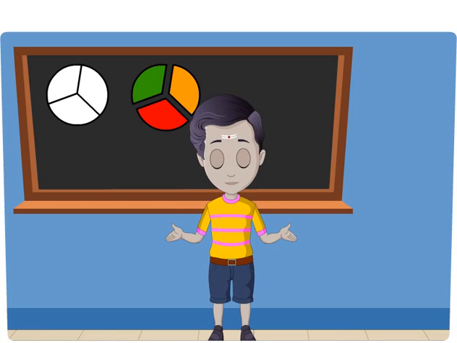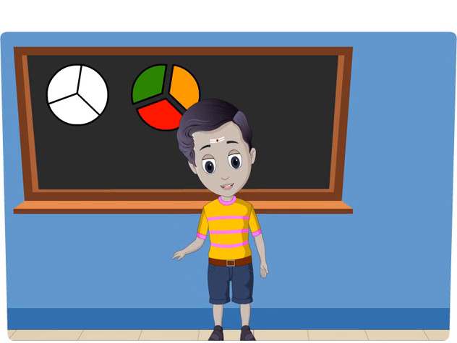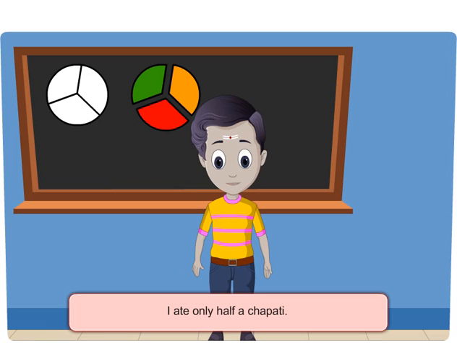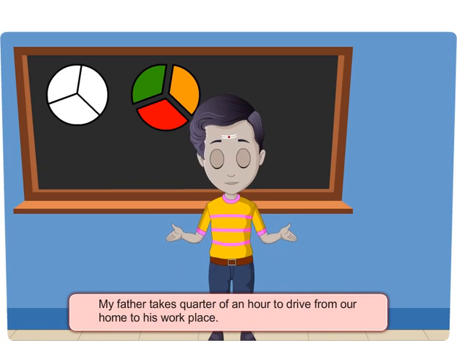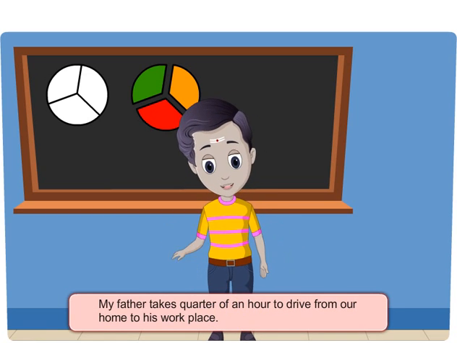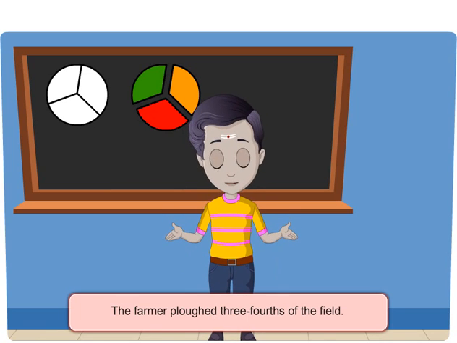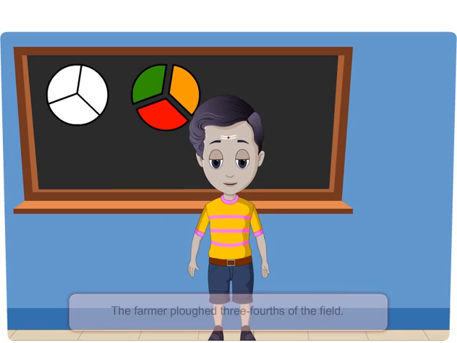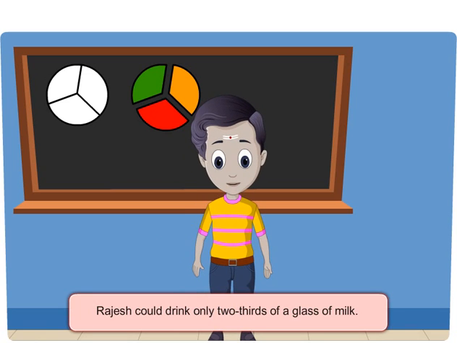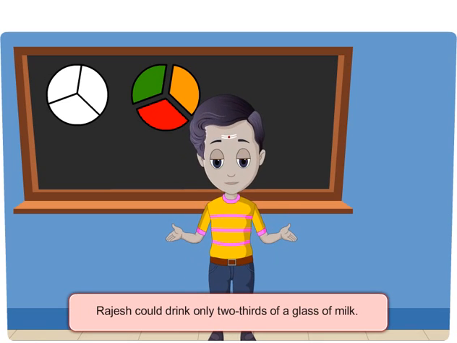Hey friends, have you heard statements like these? I ate only half a chapati. My father takes quarter of an hour to drive from our home to his workplace. The farmer plowed 3/4 of the field. Rajesh could drink only 2/3 of a glass of milk.